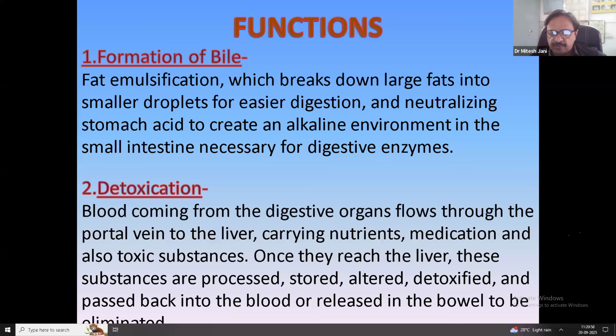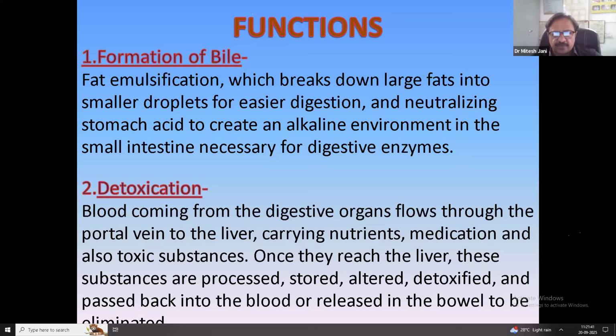The liver forms the bile, and via the right and left hepatic duct, it forms a common hepatic duct, and this hepatic duct drains the bile into the gallbladder, where it is concentrated. The cystic duct and common hepatic duct form the common bile duct, which ultimately drains into the second part of the duodenum. So, formation of the bile for fat emulsification breaks down the large fat into smaller droplets, available for easy digestion.